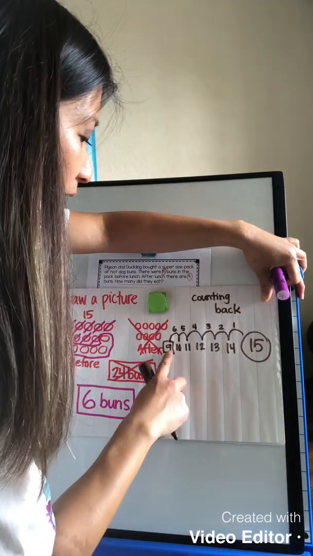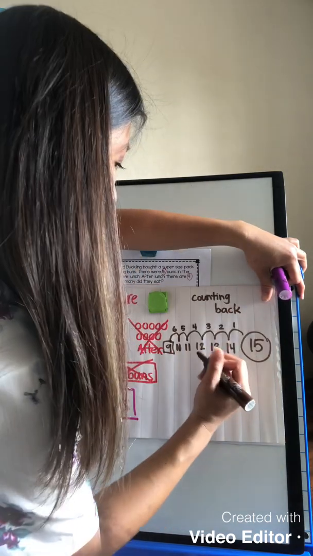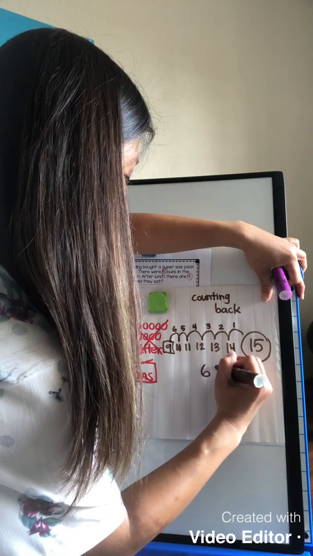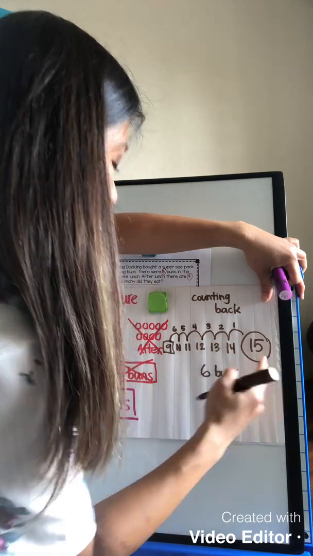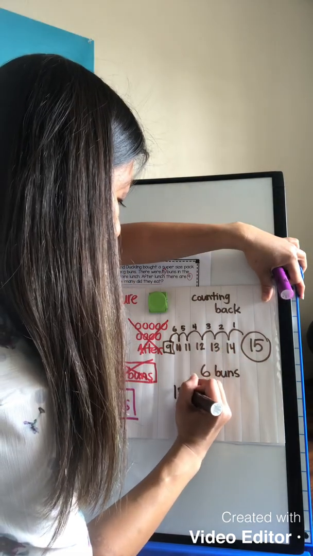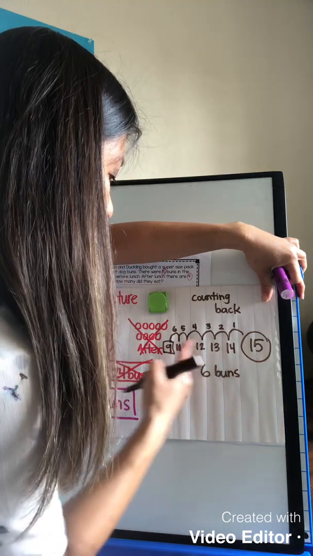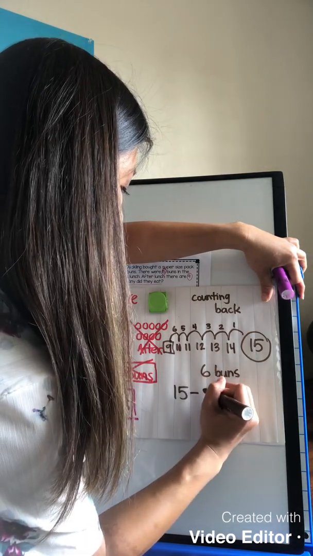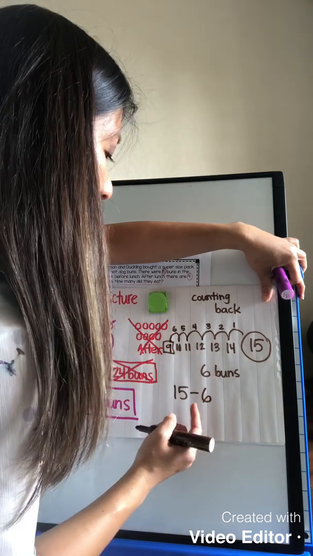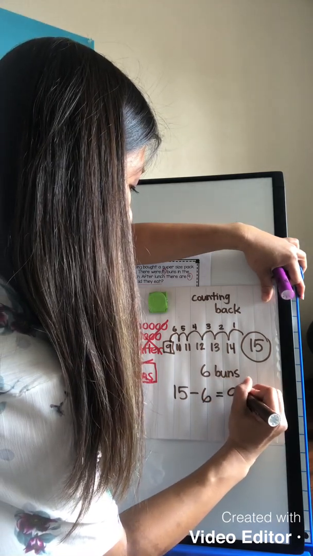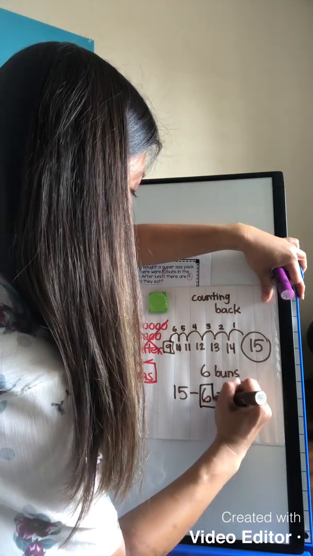So that means that Pigeon and Duckling must have eaten 6 buns, and my equation or my number sentence that would match my thinking would be 15. I jumped 6 spaces back and got 9 buns, so my answer is 6.